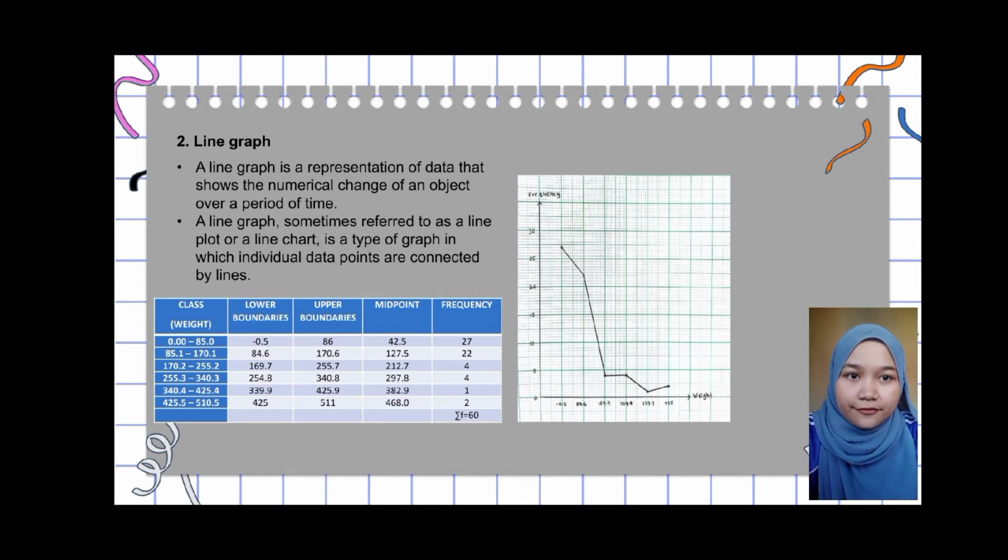Next is the line graph. A line graph is a representation of data that shows the numerical change of an object over a period of time. A line graph is sometimes referred to as a line plot or a line chart, a type of graph in which individual data points are connected by lines. So we have used a line graph to make a class of weight.